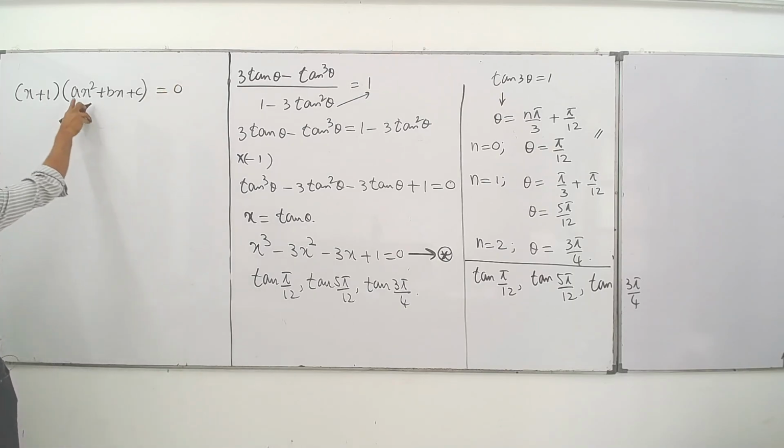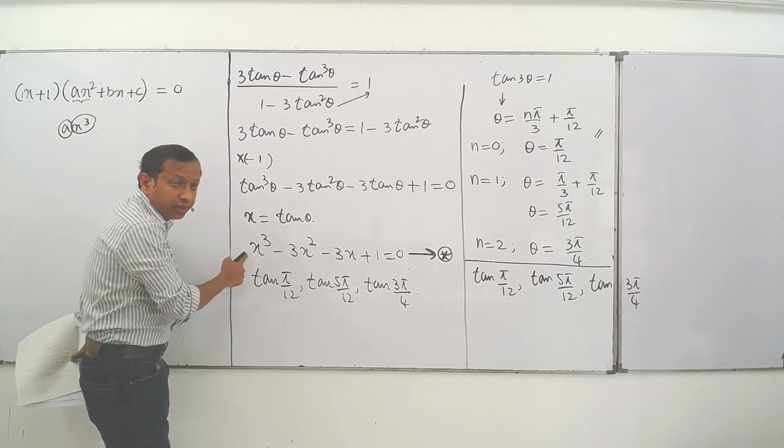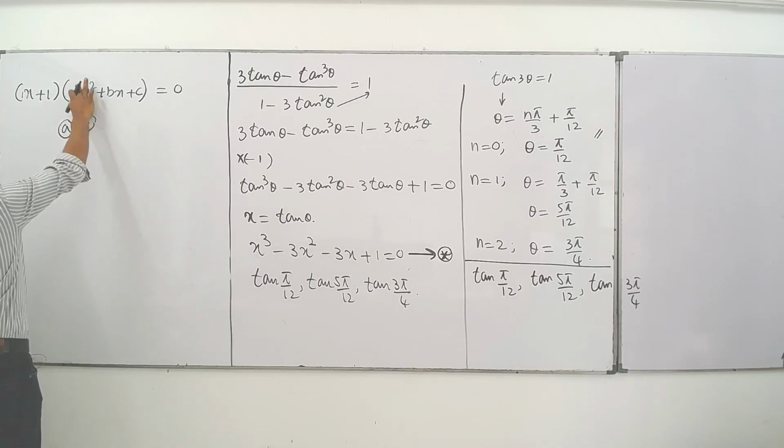Now, here we have to find a. When I multiply this and this, we get 1x into ax squared, then we get ax cubed. What is the x cubed coefficient? A. But here the x cubed coefficient is 1. Then this a should be equal to 1. Then I can write here a equals 1.